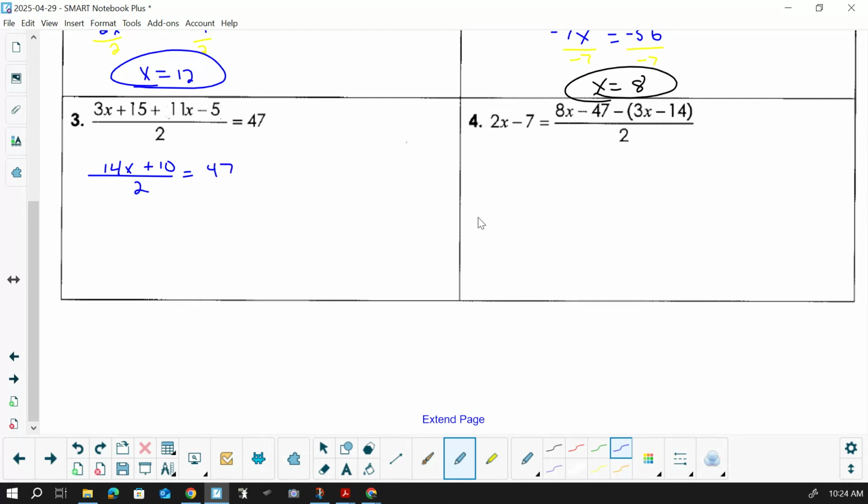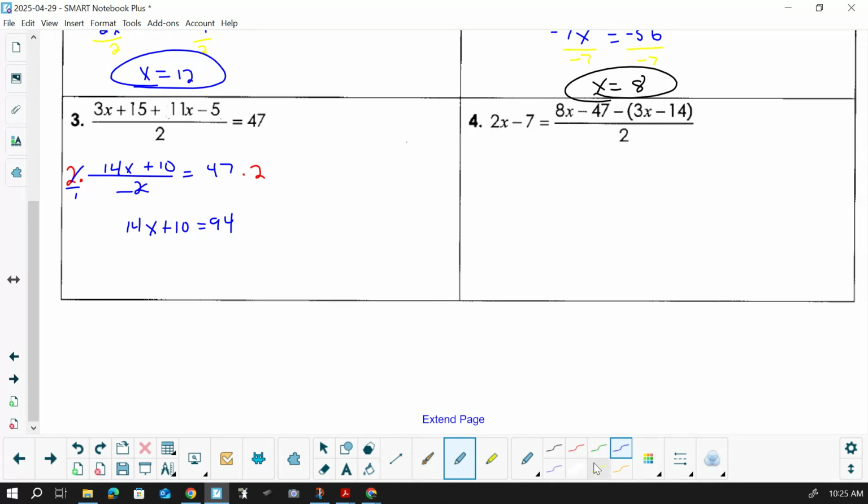Now there's two ways we could do this. I could divide both these by 2, which would be fine. I get 7x plus 5 equals 47. Or I could multiply both sides by 2. And if I do that, then I'm going to end up with 14x plus 10 equals, right, because this 2 cancels. 47 times 2 is 94, I think. 47 times 2. Yep, 94.